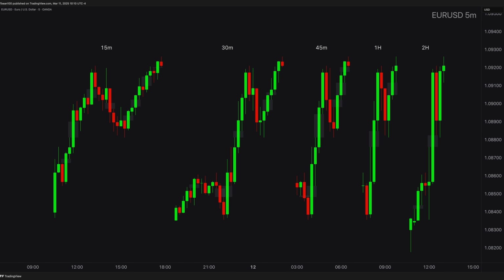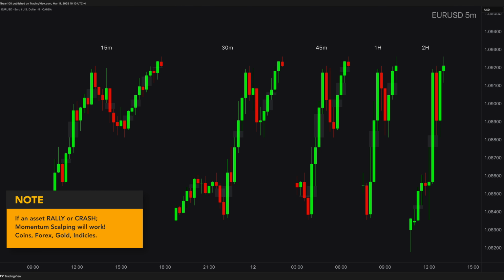In the recent weeks, I started to test our momentum scalping strategy with other markets such as Forex, gold, and indices. What you see here is Euro USD. So the question is, can our momentum scalping strategy work with pairs like this? The answer is it is a yes and no. If the asset is rallying, yes, it is a big yes.